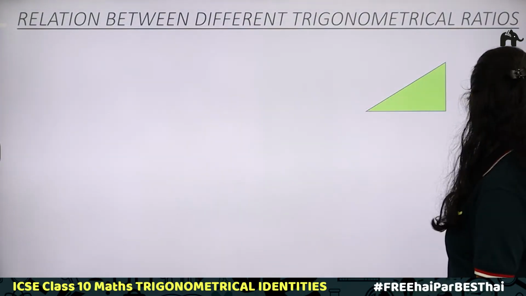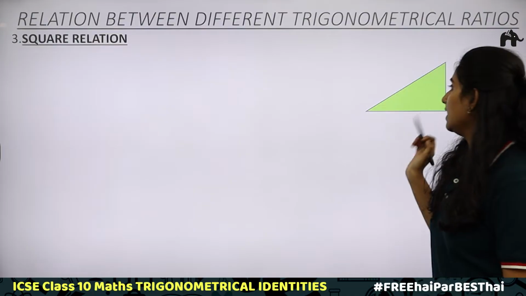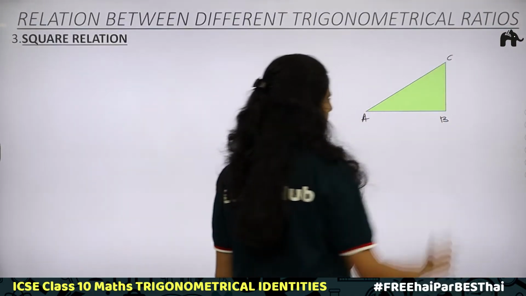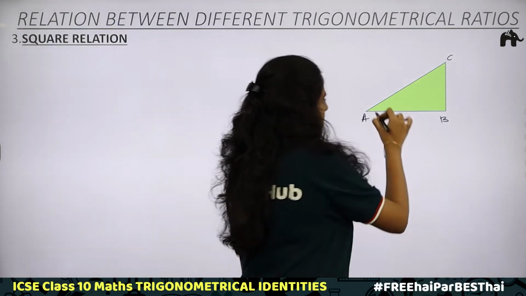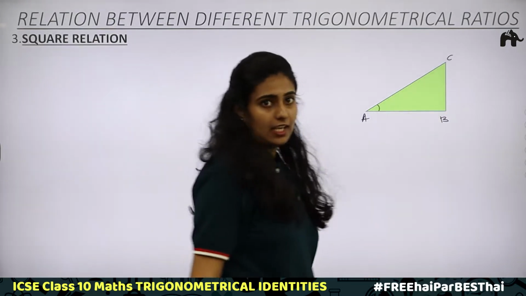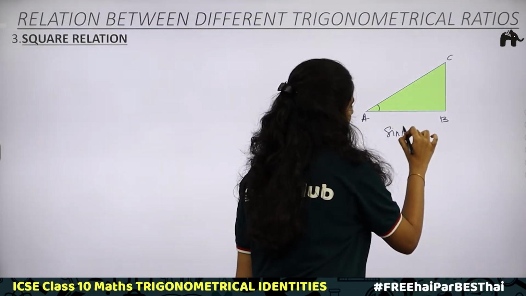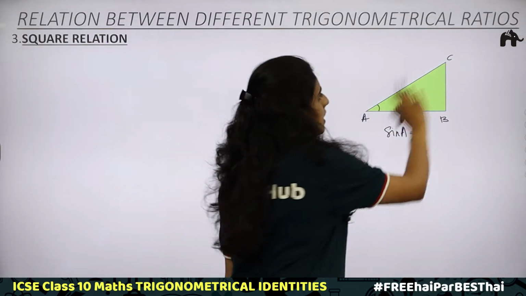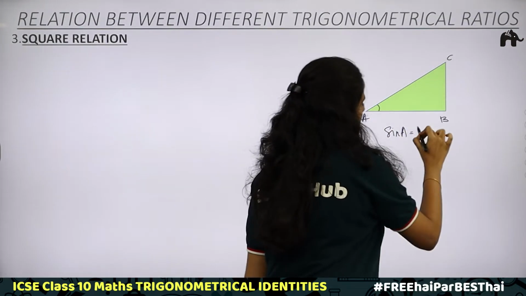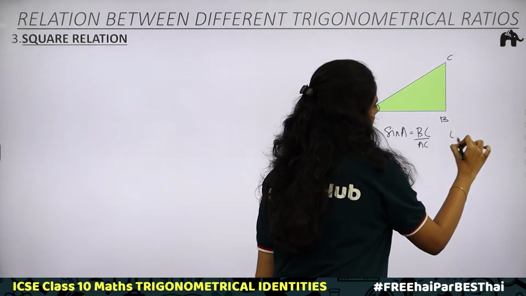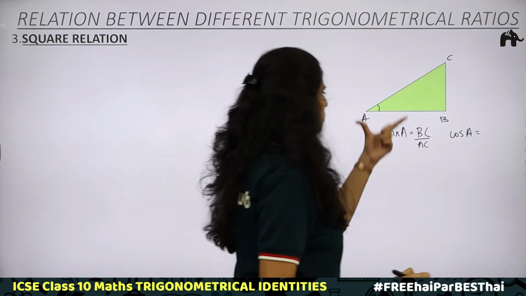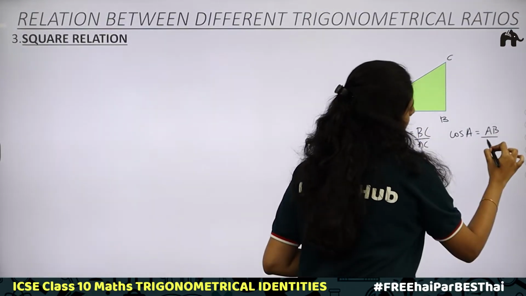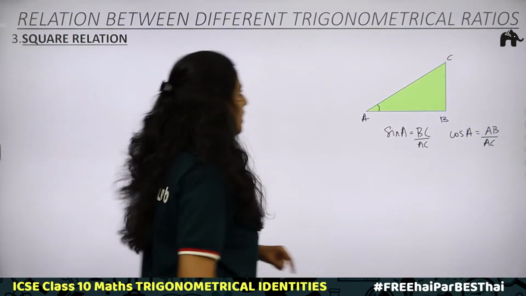Next, the third type of relation is the square relation. Let us consider our right triangle ABC, and we are considering angle A. What is sin A? Sin A is equal to the opposite side, that is the perpendicular, by hypotenuse, which is BC by AC. What is cos A? Cos A is equal to adjacent by hypotenuse, that is AB by AC.